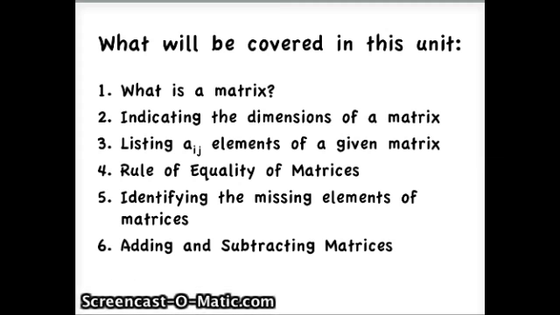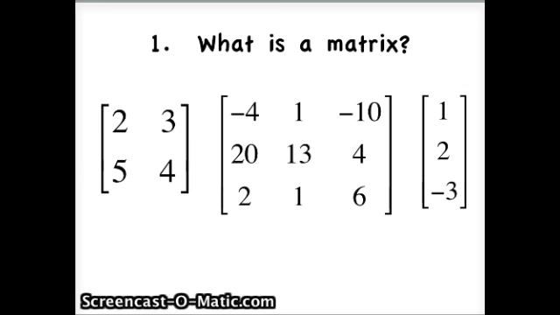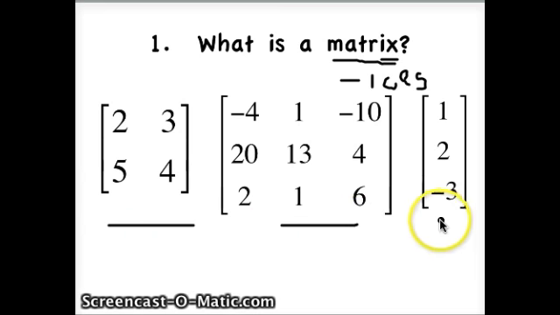Let's get started. First, what is a matrix? I want to go over some quick terms. A matrix with the IX at the end is one matrix. If it has I, C, E, S at the end, matrices is more than one matrix. So I just wanted to go over that brief terminology. Here are some examples of matrices.